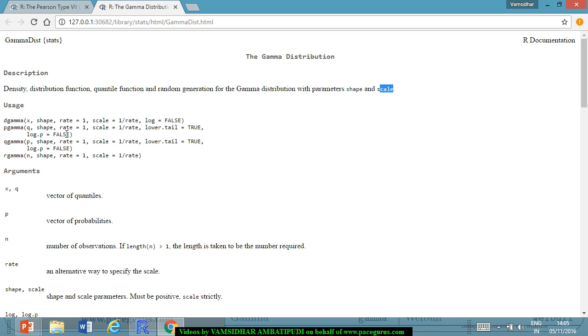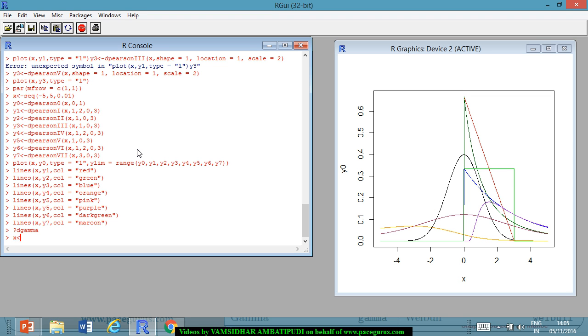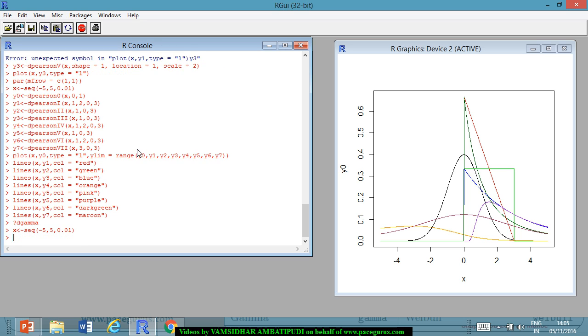right? I can provide a shape parameter and I can provide a scale parameter, and based on that I can very well get my gamma distribution executed, right? So once I give the rate parameter, the scale parameter is automatically 1 by rate itself. So I'll give the shape parameter as well as the rate parameter, and I can very well get the dgamma, right? So let me say x is, I'm taking a sequence from -5 to +5 increment by 0.01.